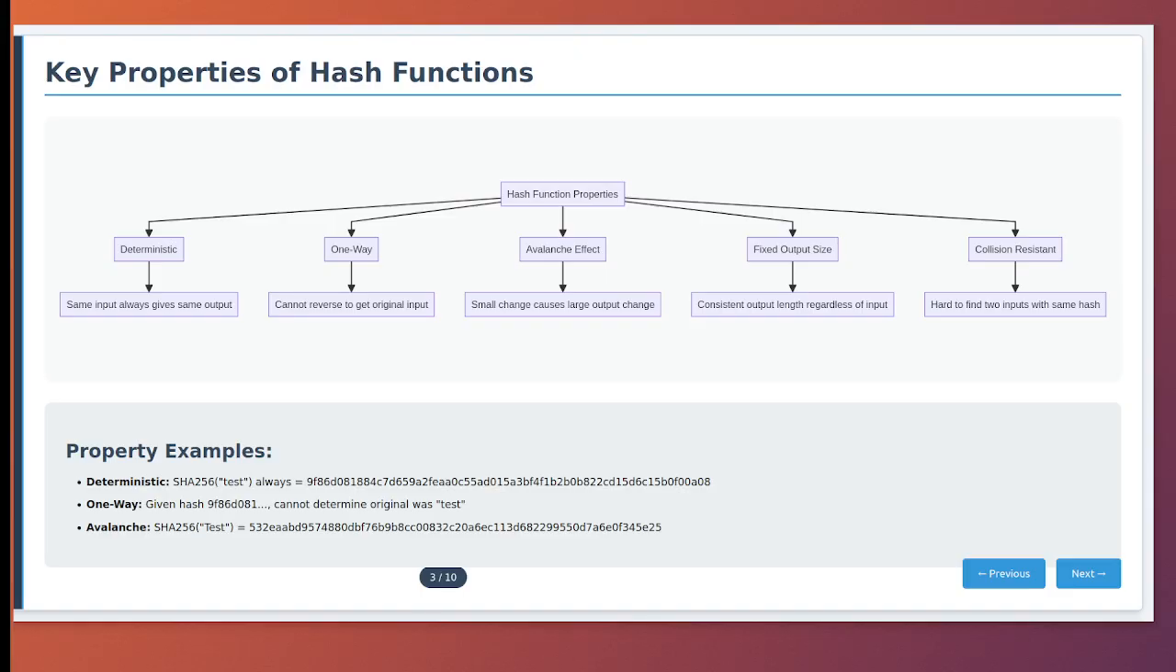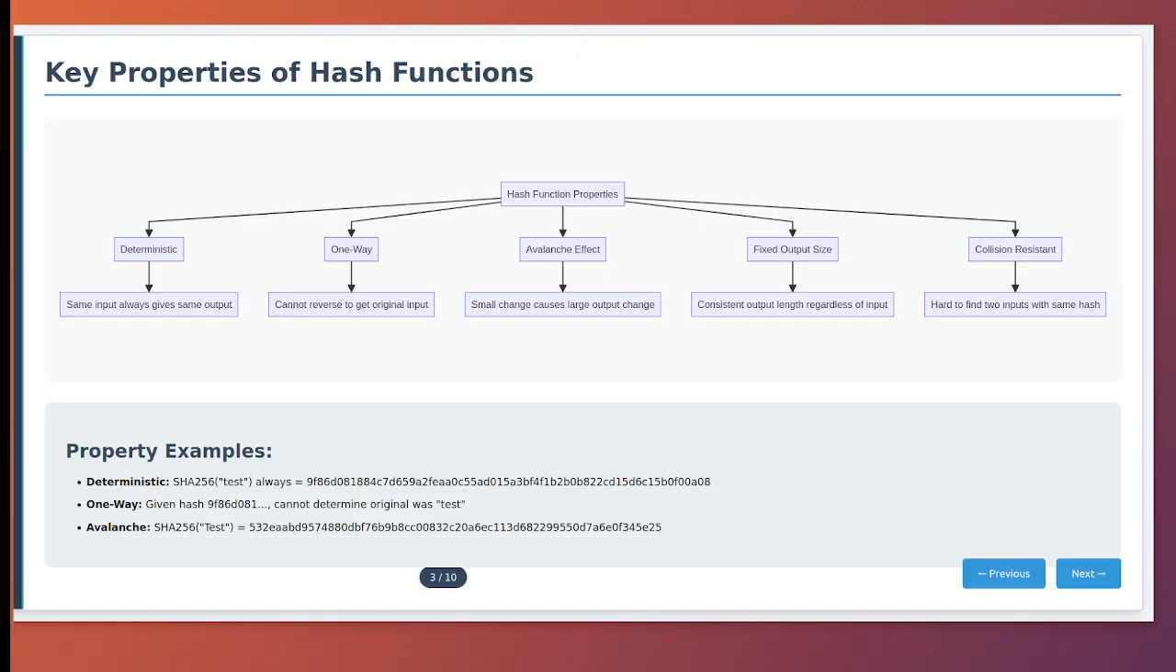The avalanche effect is fascinating. Change hello to Hello. Just one bit difference, and the SHA-256 hash changes completely. This sensitivity ensures that similar inputs do not produce similar hashes, preventing pattern analysis.